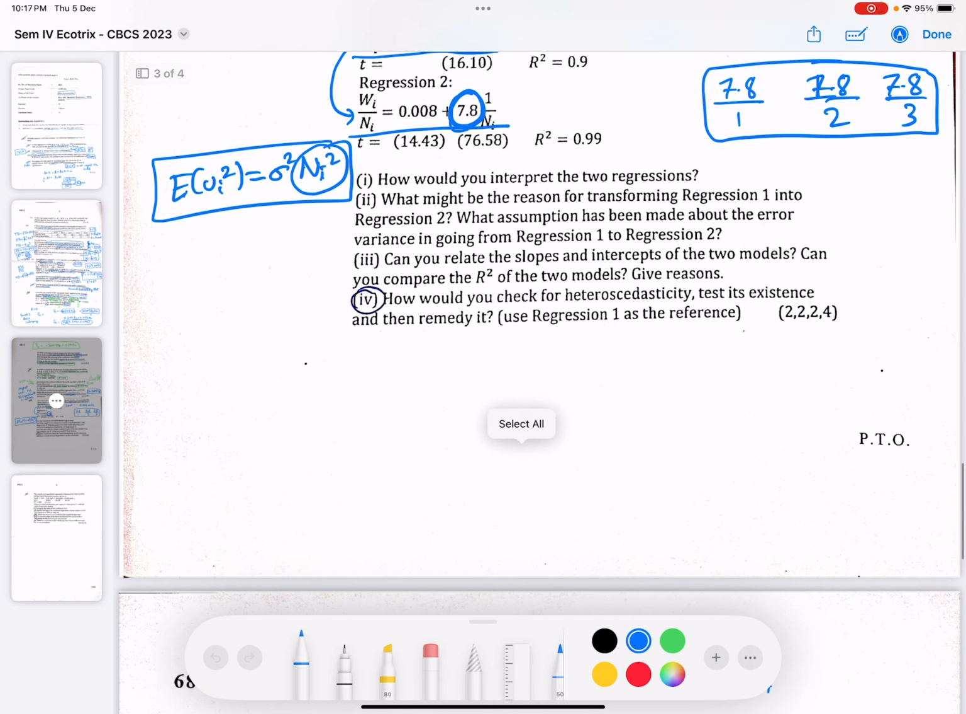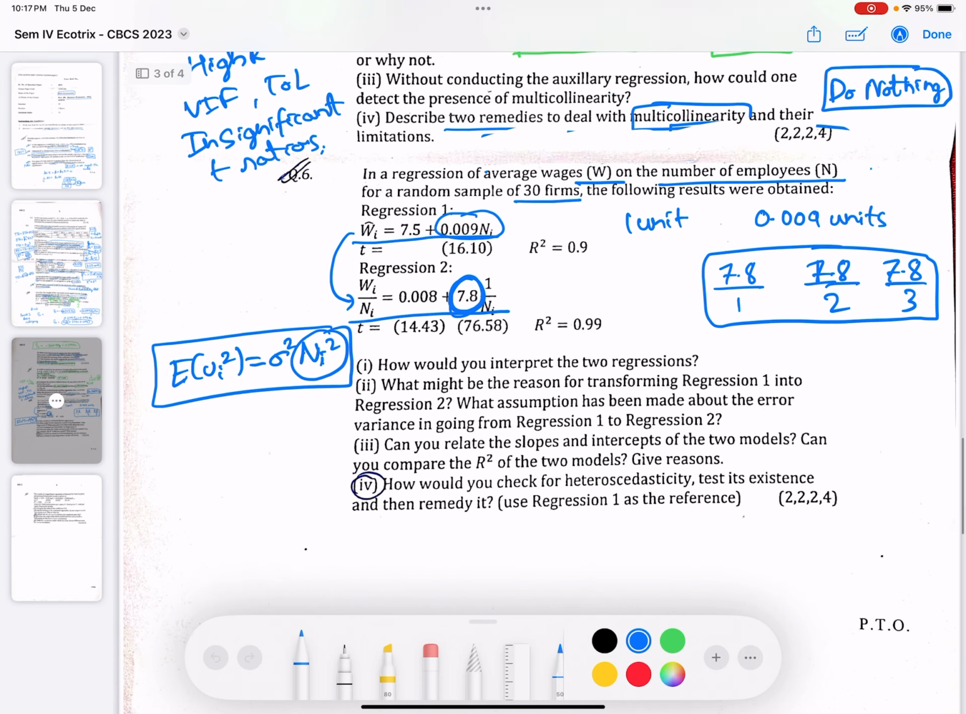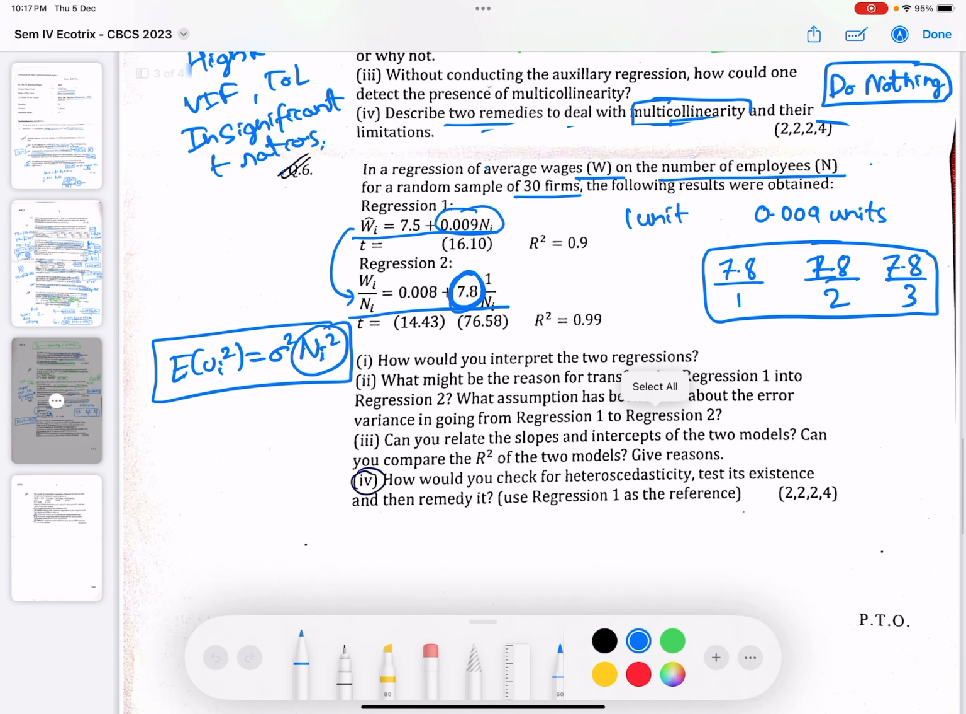Can you relate the slope and intercepts of the two models? If you multiply this by ni, the whole equation, you will get somewhat similar to this equation only, which is coming out to be 7.8 plus 0.008 ni, which is more or less similar to this only.